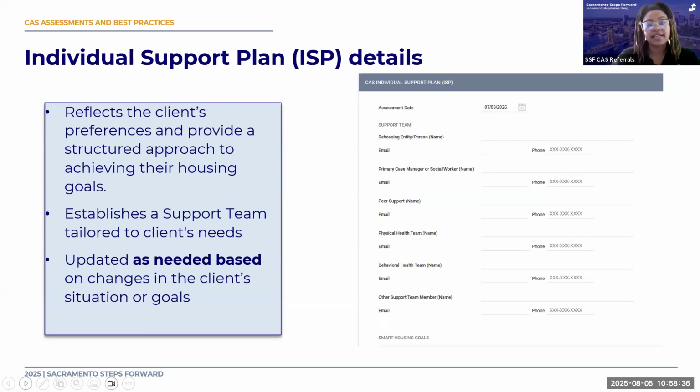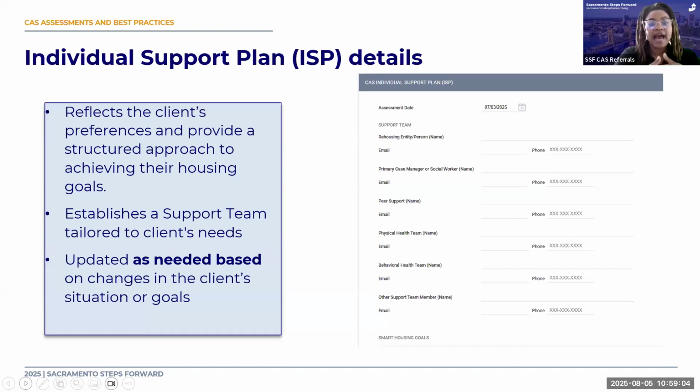So as you're working as a CAS assessor to get this client holistic help, you can look at this list as a way of helping you determine what's needed, right? So there's a section for the primary case manager, who is the peer support person, who is going to be the physical health team, behavioral health team, other support team. So it's the idea that you're able to add folks here and have them here to be able to work together to figure out how best to help this client.